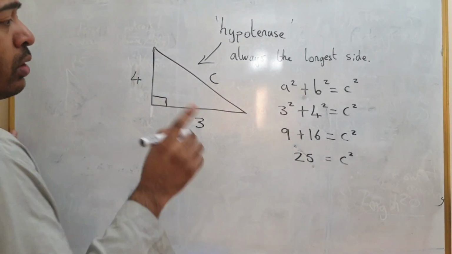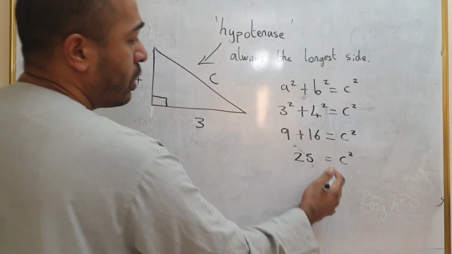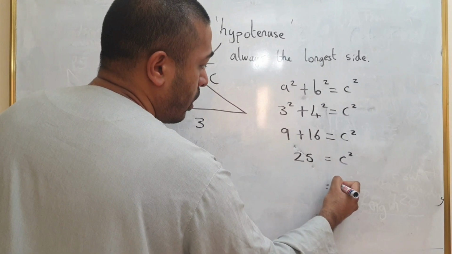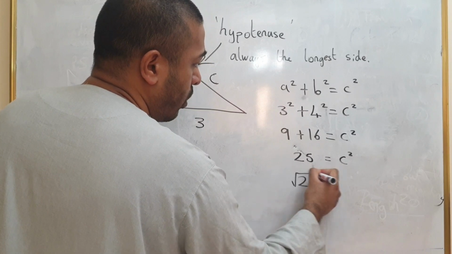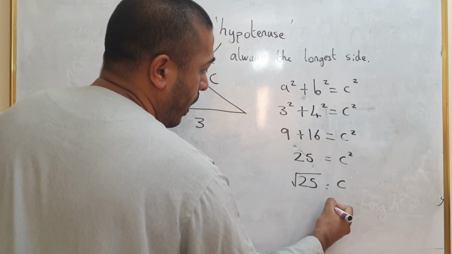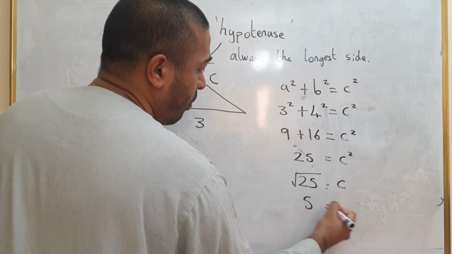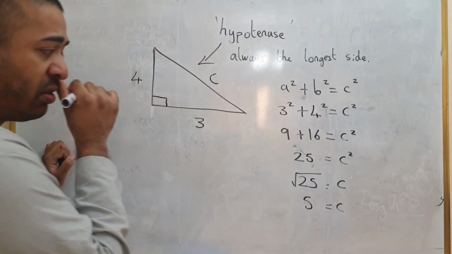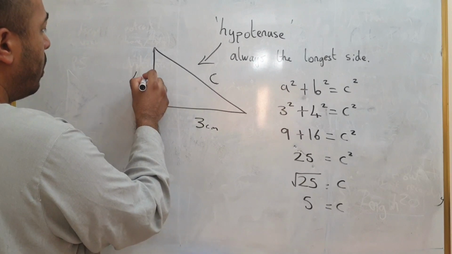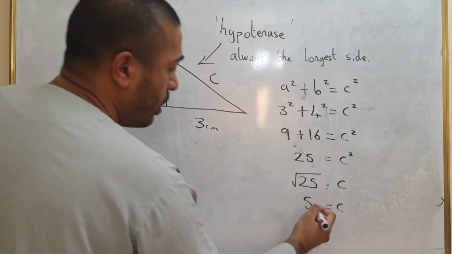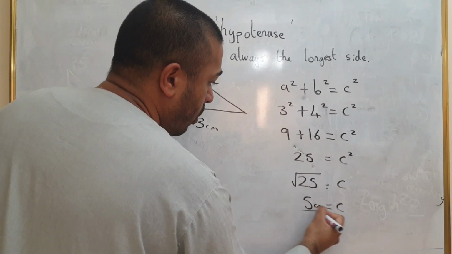Now don't forget, we are looking for C on its own. So we need to square root both sides. So square root of 25 will equal C. And that means that it's going to be 5. So C equals 5. Now if this was centimeters, then this would be centimeters also.